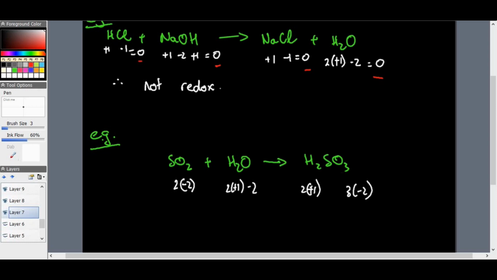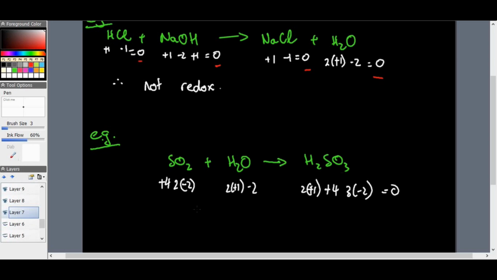Now we define the oxidation number of the sulfur. For the oxygen, I'm going to have 2 times -2, so that gives me a total of -4. So in order for this to equal 0, sulfur is going to have to be +4. And over here, 3 times -2 is -6, and here I've got H2, which is 2 times 1, so that's +2, and this must equal 0. If I solve that, the +6 goes over, 6 minus 2, so sulfur here is also +4.